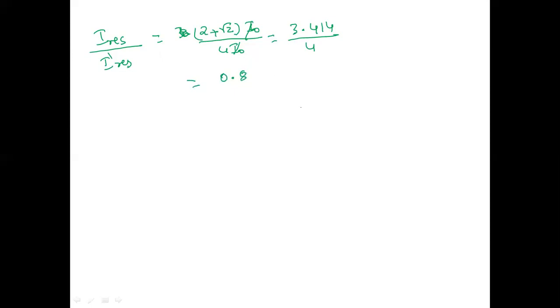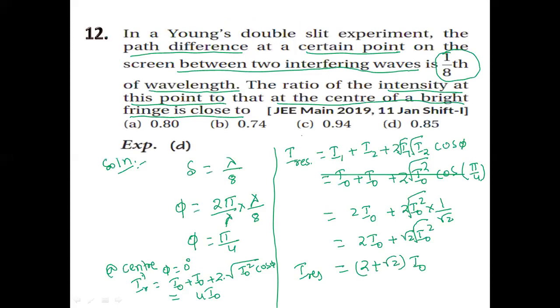Okay, so they are asking the ratio, that is I resultant by I dash resultant. I resultant is 2 plus root 2 times I naught by 4 I naught. 2 plus root 2 means 3.414 by 4, that is approximately 0.85. So the answer will be D.